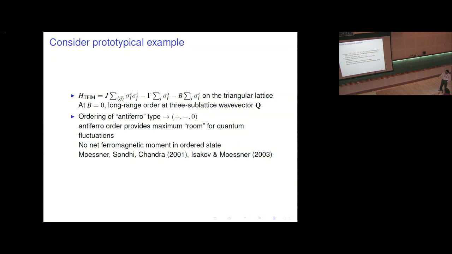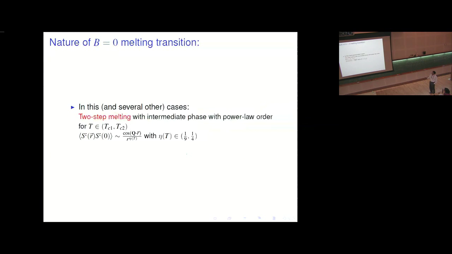And it's also known that it's of this type where there's absolutely no ferromagnetic moment in the ground state, because the plus cancels the minus, and this is anyway wildly fluctuating. And what I'm interested in is some physics having to do with the nature of this melting transition when I heat it up. So I have this low temperature state which is long range ordered. I heat it up, it melts. The long range order melts.